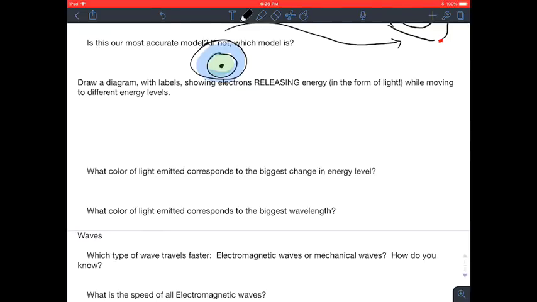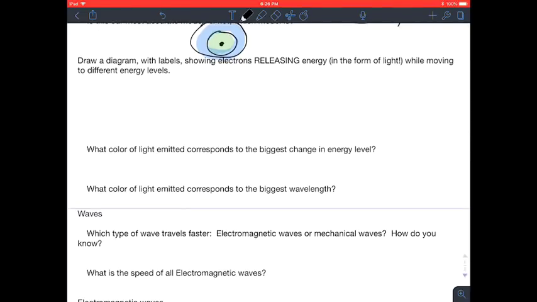All right, this is my favorite part. Drawing an electron releasing energy in the form of light while moving to different energy levels. So I'm just going to draw a really simple nucleus. We'll learn more about protons and neutrons and electrons in detail after our test, but right now we'll just do this, and we'll keep it simple with two.